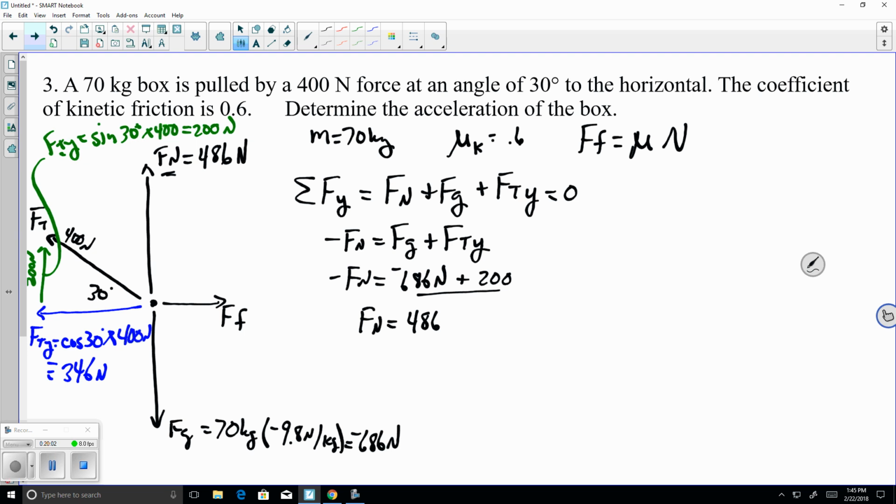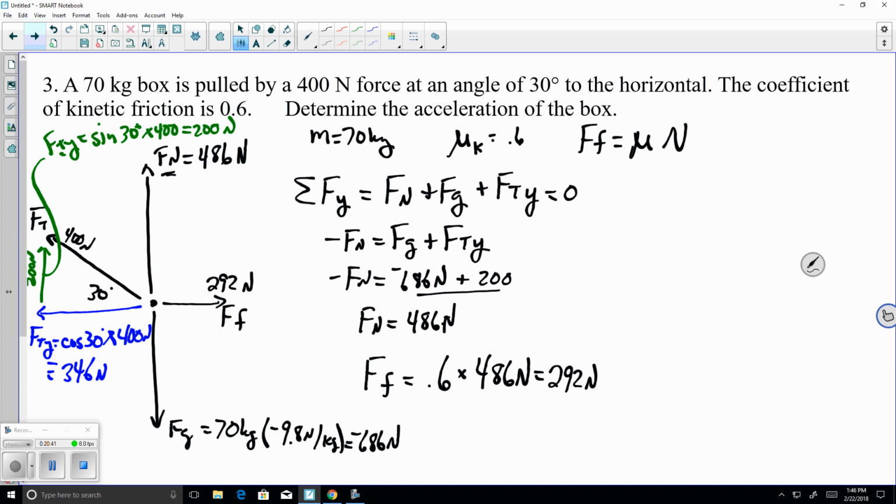With that, I can use the friction formula with mu, and that was 0.6. 0.6 doesn't have any units, times the normal force, I'm sorry, and that's 486 newtons. And that's going to give me a friction force of 292 newtons.